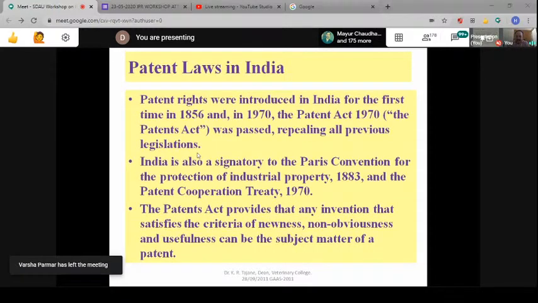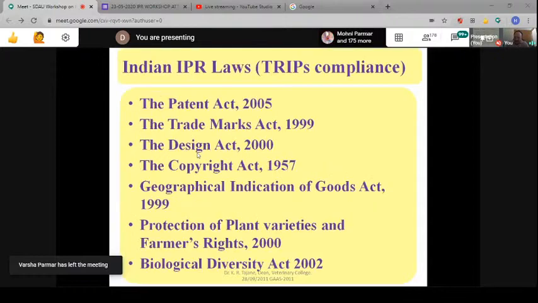Now, the patent law madam already discussed yesterday, so I am not going to discuss this. What is TRIPS? I have already discussed. Now, what are the different intellectual property laws in India? We have the Patent Act 2005, the Trademark Act 1999, the Design Act 2000, the Copyright Act 1957, the Geographical Indication Act 1999, then the Protection of Plant Varieties and Farmers Right Act 2000, then the Biodiversity Act 2002.